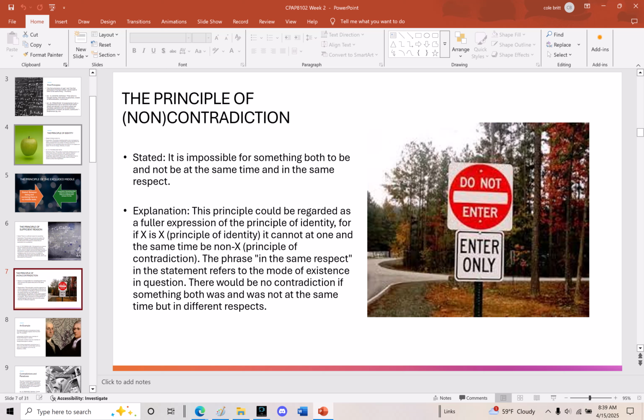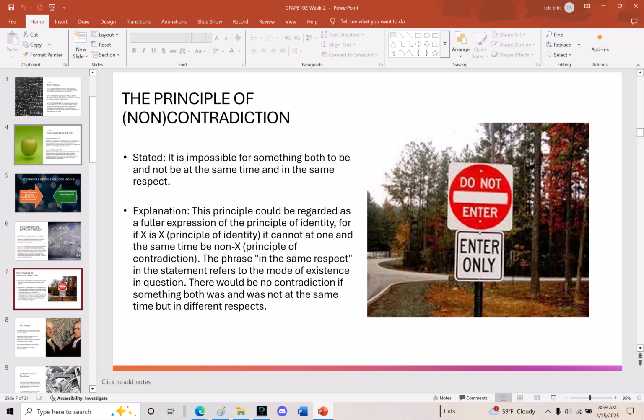Here's the explanation. This principle could be regarded as a fuller expression of the principle of identity, where X is X. It cannot at one and the same time be non-X. That's the principle of contradiction. The phrase "in the same respect" refers to the mode of existence in question. There'd be no contradiction if something both was and was not at the same time in different respects. What? Okay. It's like this.